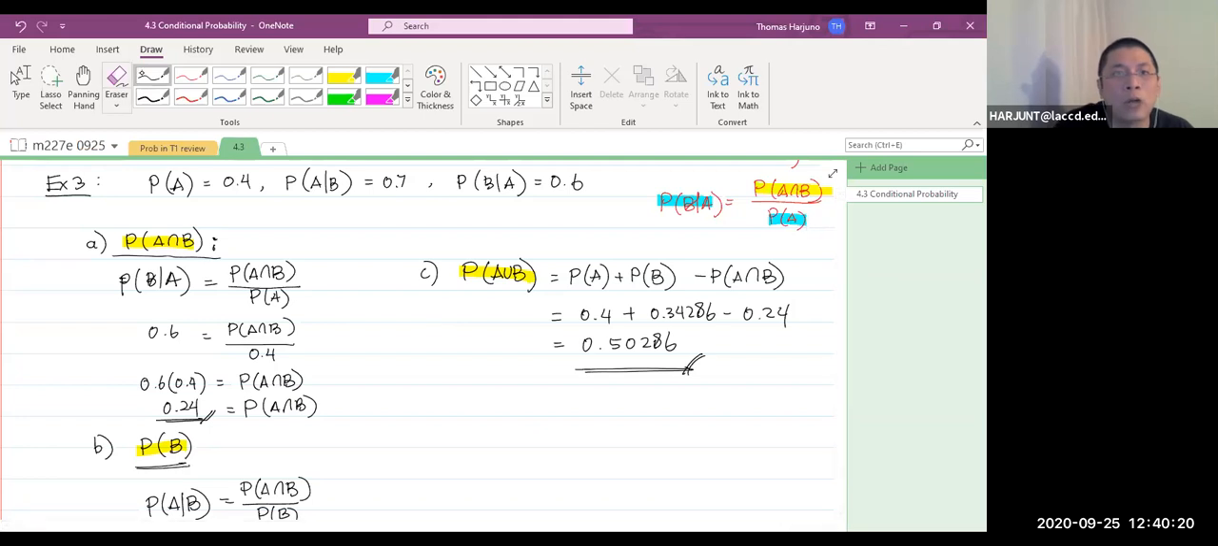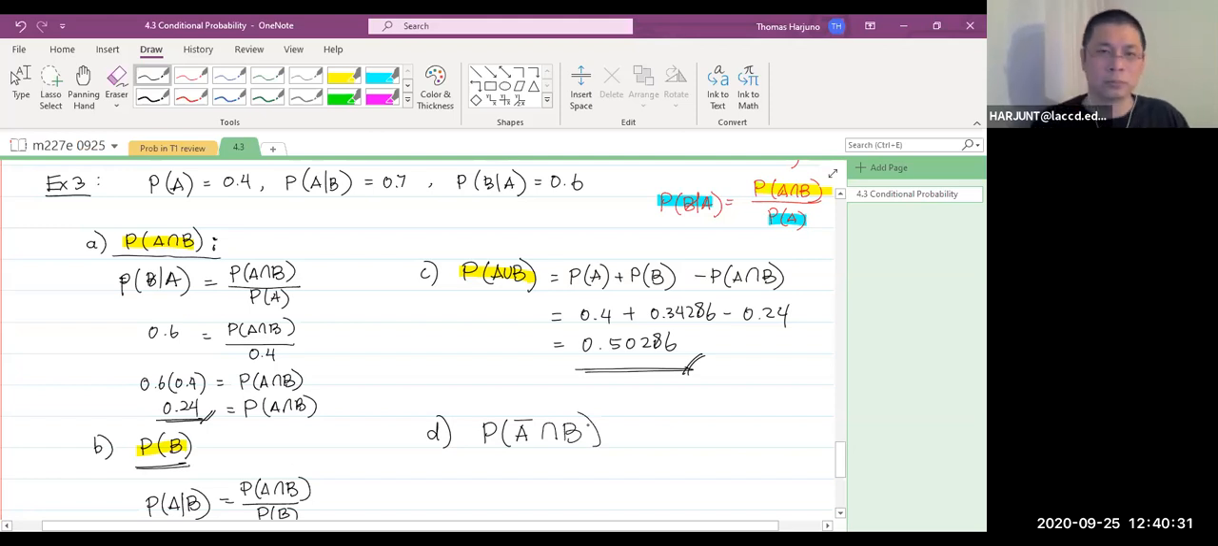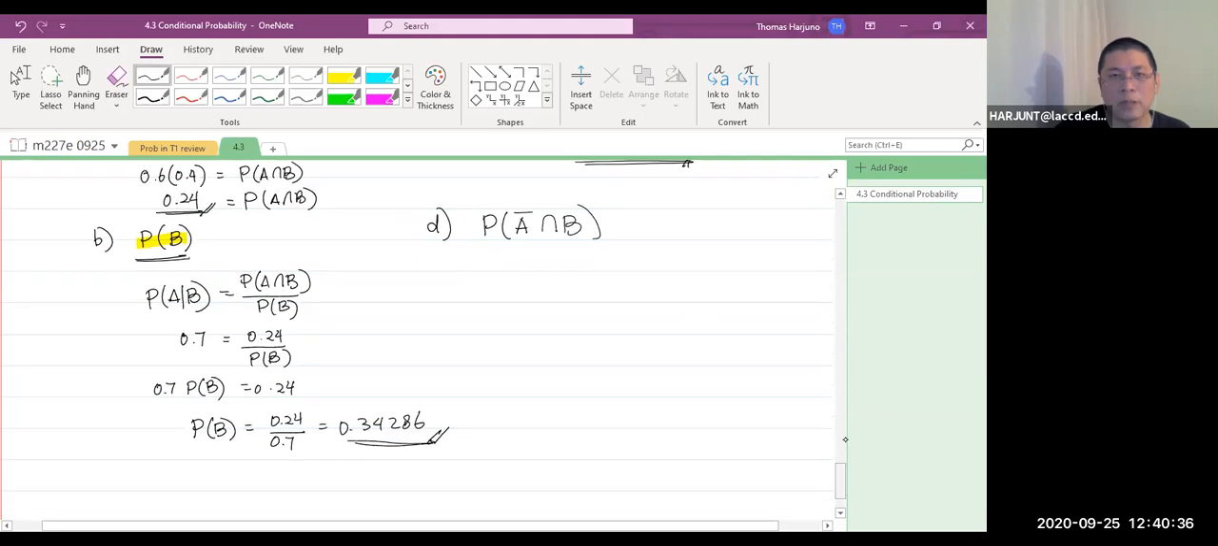Now, let me go on a little bit further. This time is actually worse. How about the probability of the complement of A and B? We don't have any formula for this. Let's develop that. Okay?